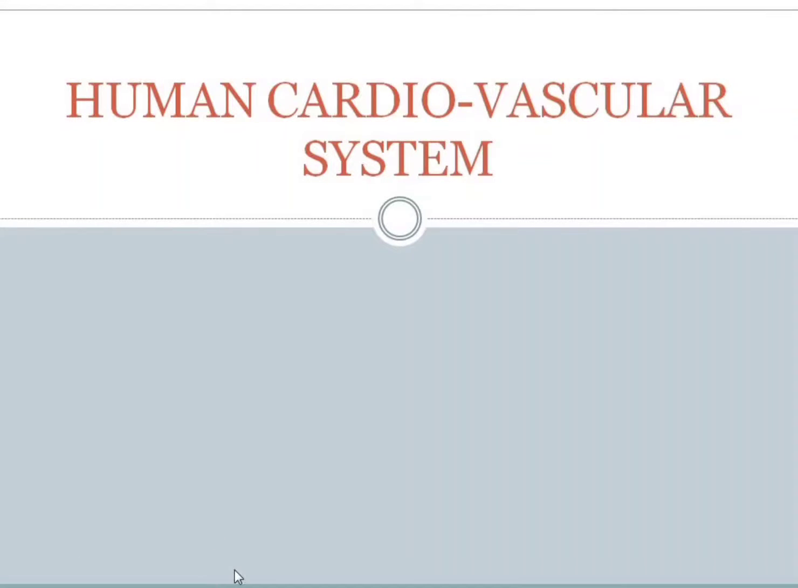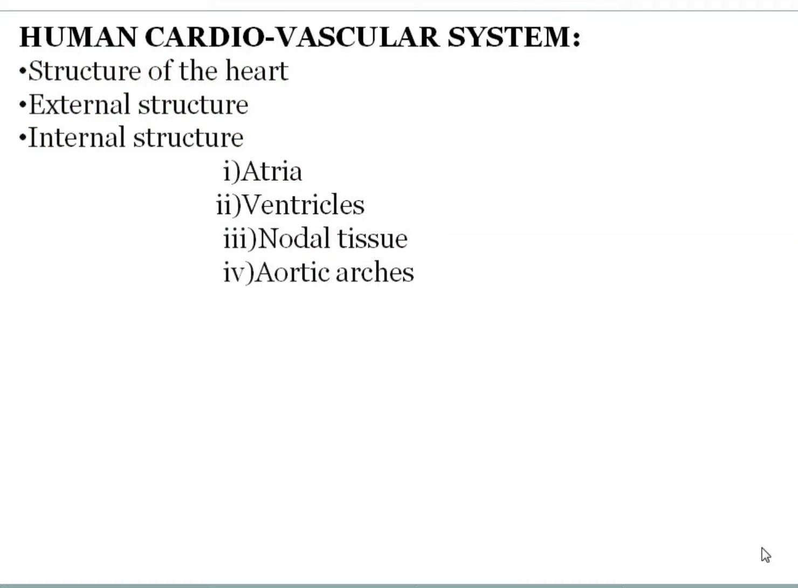So today we are going to discuss the human cardiovascular system, and in detail the structure of the heart, external structure and internal structure. In the internal structure there are atria, ventricles, a nodal tissue and aortic arches.